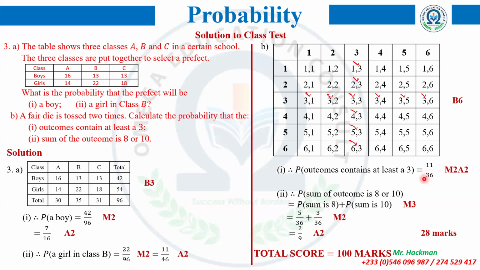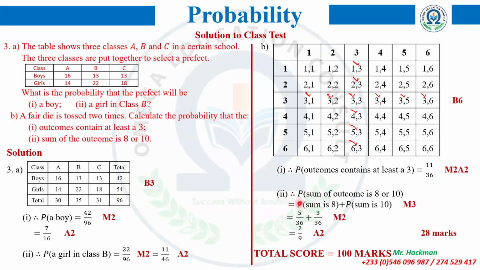So that will give you 11 over 36, which we cannot reduce. So that gives us the answer. That's M2 A2. Now the method mark will be how you got your 11. That went through how you taught, and that's what you then come to part II.